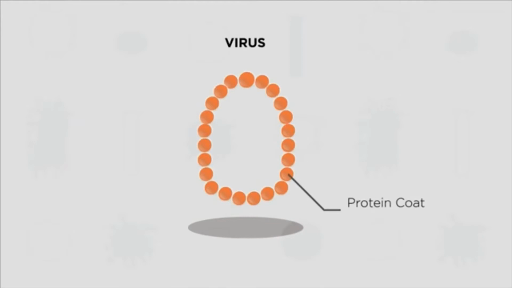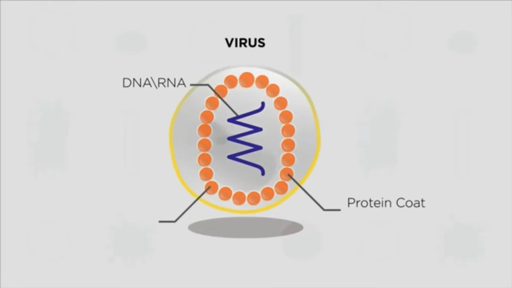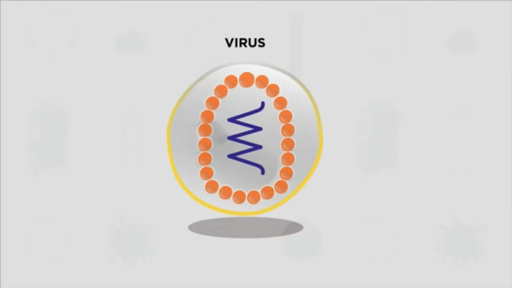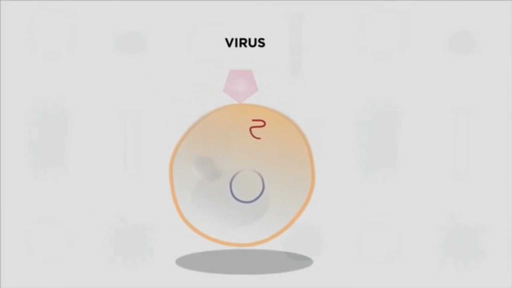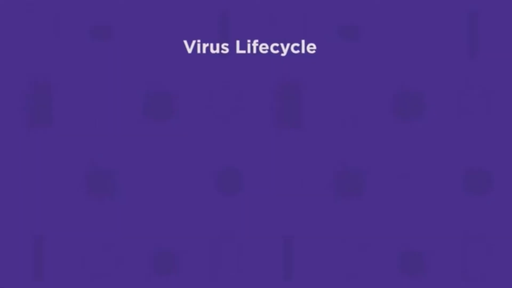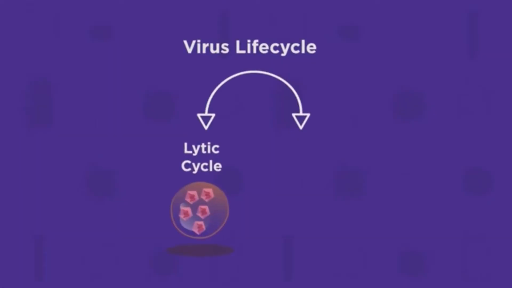A virus consists of a protein coat surrounding a strand of genetic material. The genetic material can either be DNA or RNA. Sometimes they also have an envelope, which is taken from the host cell's membrane. All viruses need to hijack a host cell to reproduce. The virus life cycle can go down one of two routes.